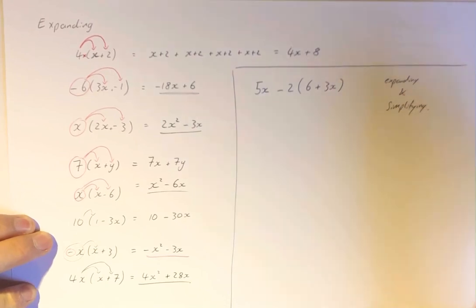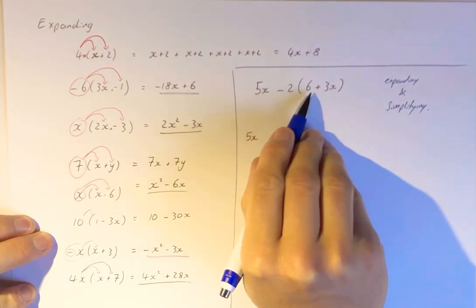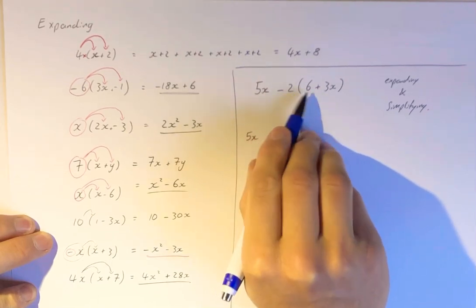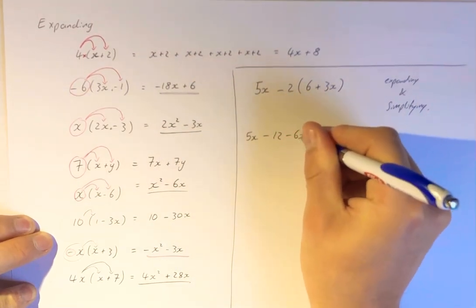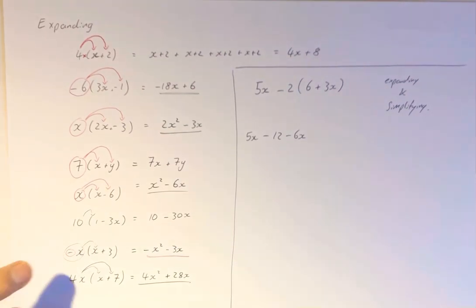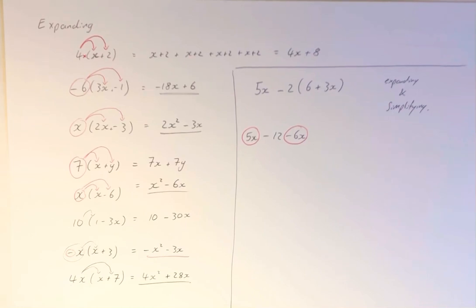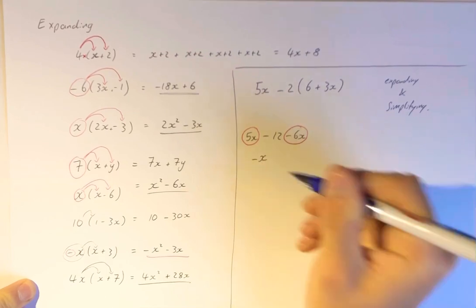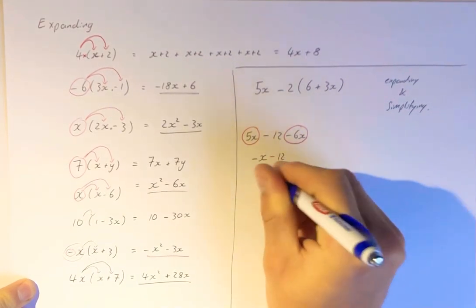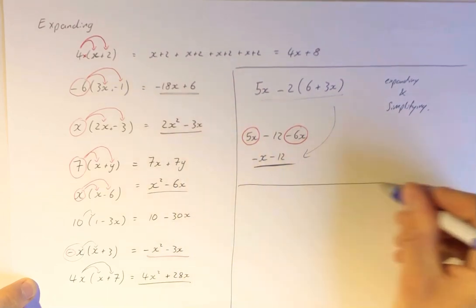So nothing can be done with the 5x. We're going to take away, remember that negative is going to switch the sign on everything in here. So it's going to be negative 12 minus 6x. And now we're going to be collecting like terms. 5x and negative 6x. Well, that's going to give us a total of negative 1x. So we don't write the 1, that's just negative x and minus the 12. And you're done. It's that as simplified as possible. One more.